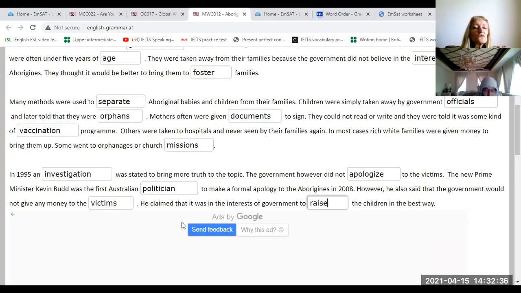Raise, yeah. Because on the one hand, they forcibly took them from their parents, even under 5 years of age. And then they became victims and they didn't even get any compensation money. And that wouldn't be much anyway, because they destroyed their lives, didn't they? And then they claim it was in the best interest of the government to raise the children in the best way. But surely the best way, in my opinion, is with their original parents, but never mind. Okay, so we did a good job there.